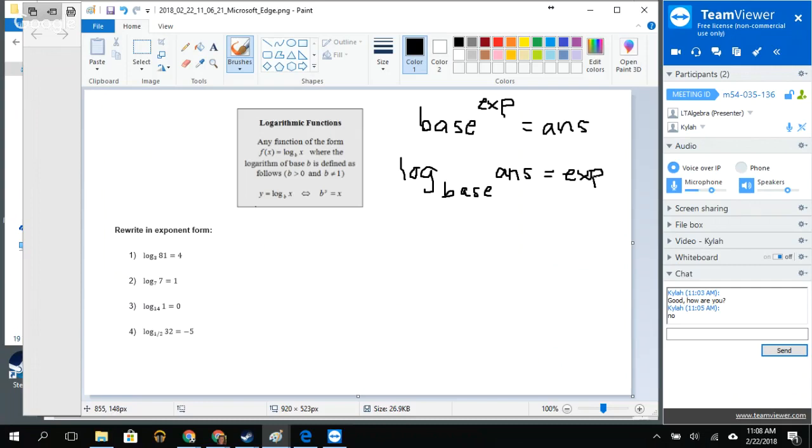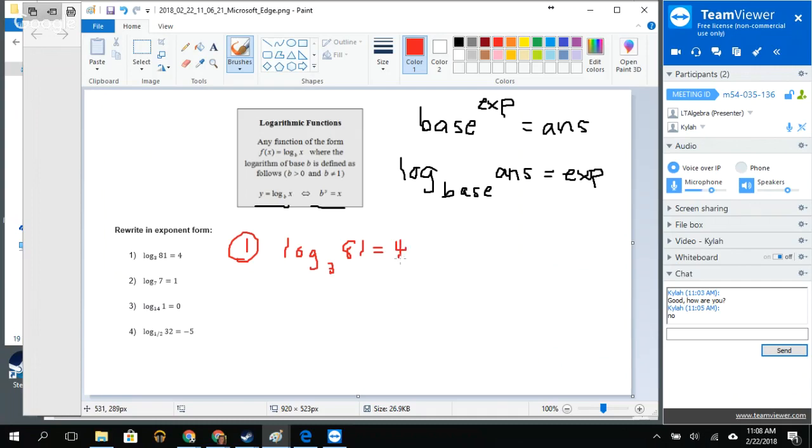Okay? Or if you're a more mathematical person and you have b to the y power equals x, then another way that you can write that is y equals log base b of x. So the first thing we're going to do is rewrite logarithmic functions as exponential functions so you can see the relationship. So number 1, we have log base 3 of 81 equals 4.